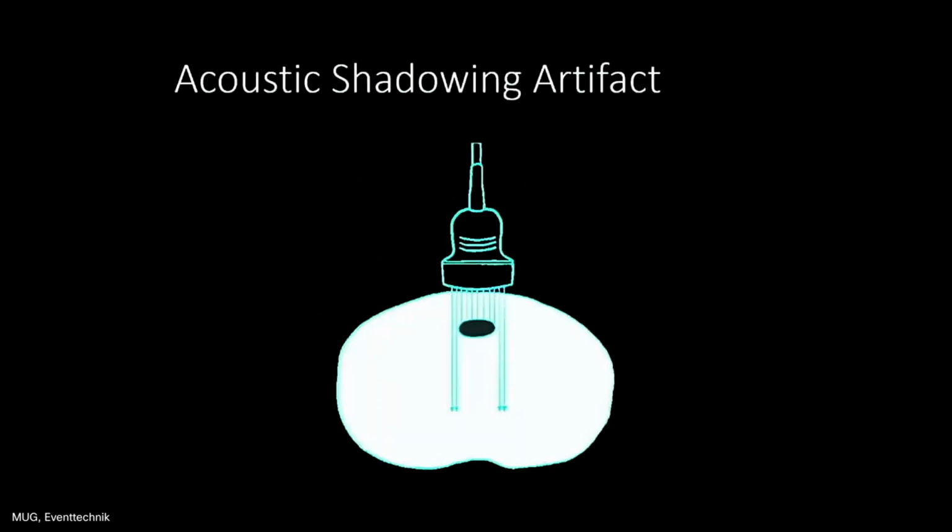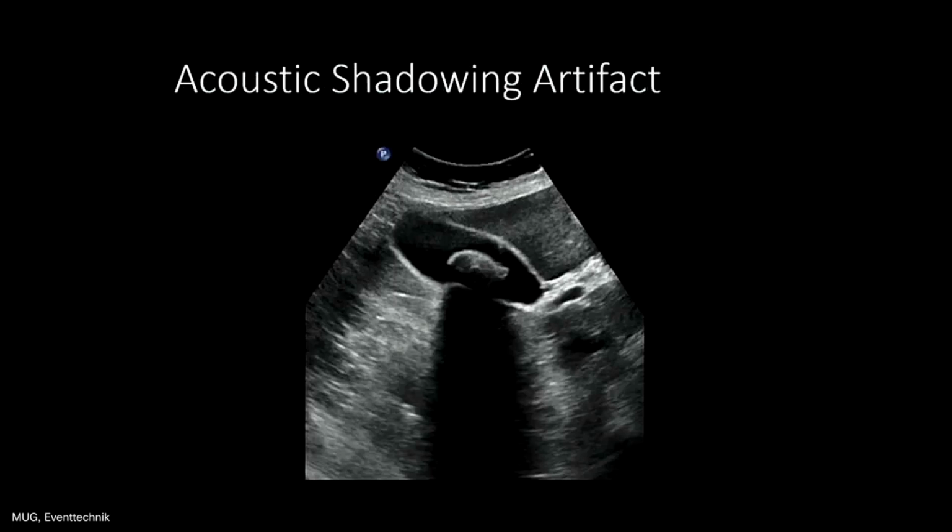Our next artifact is the acoustic shadowing artifact. You maybe also know this one. If our sound beams are hitting a structure which does not let any sound waves penetrate, and everything is reflected backwards, we get no echo from behind it or from below it, which is why behind it everything is anechogenic. You can see it in this example in a gallbladder stone. Good for us, the shadowing is pointing like an arrow onto the stone, so we can see it more easily. But in this case, it's quite a big stone, so it's hard to not see it.